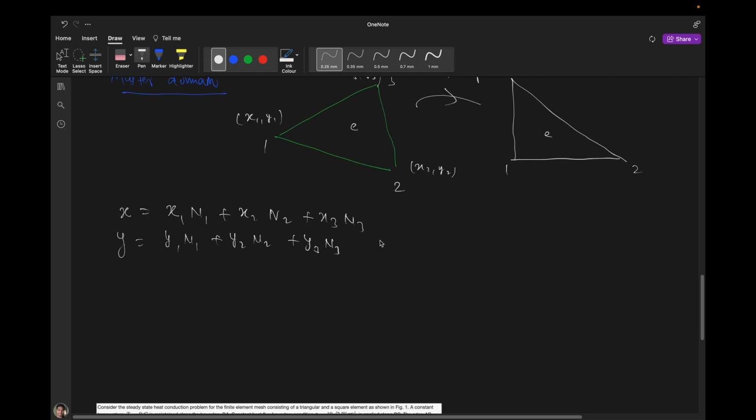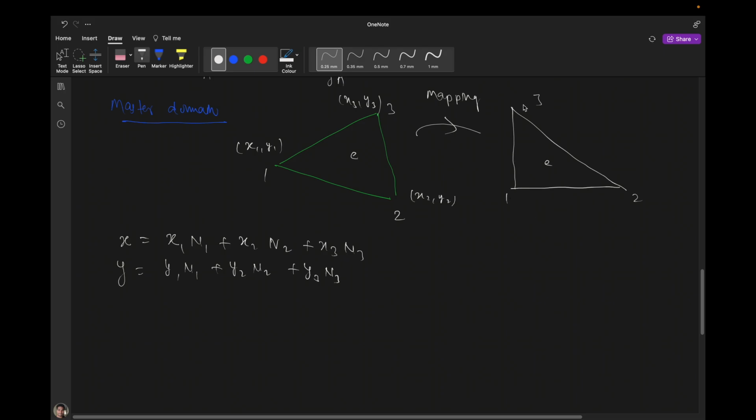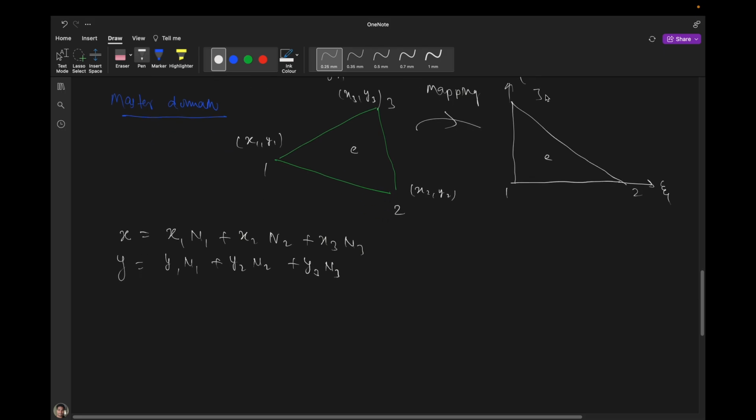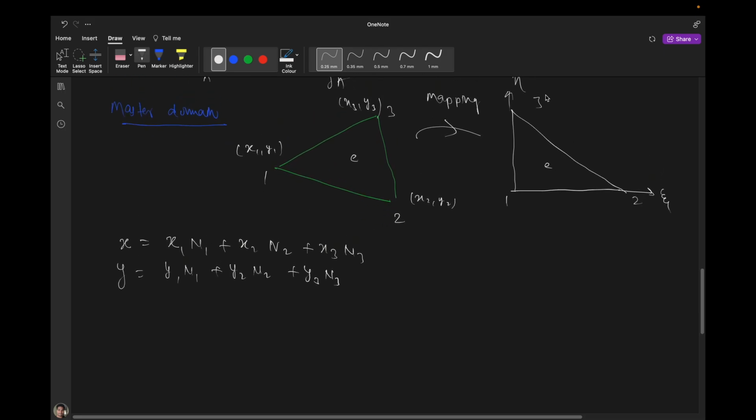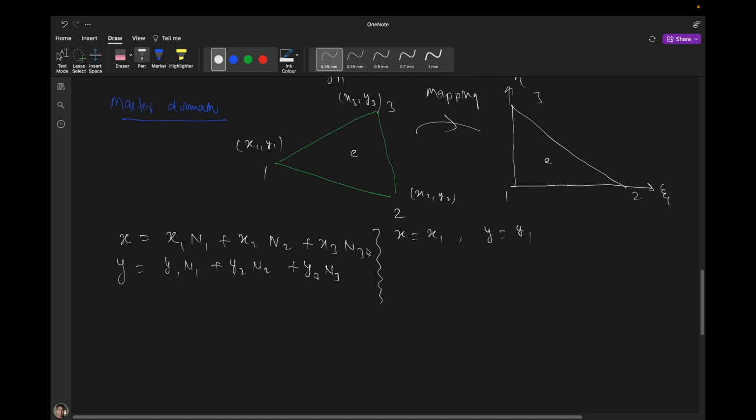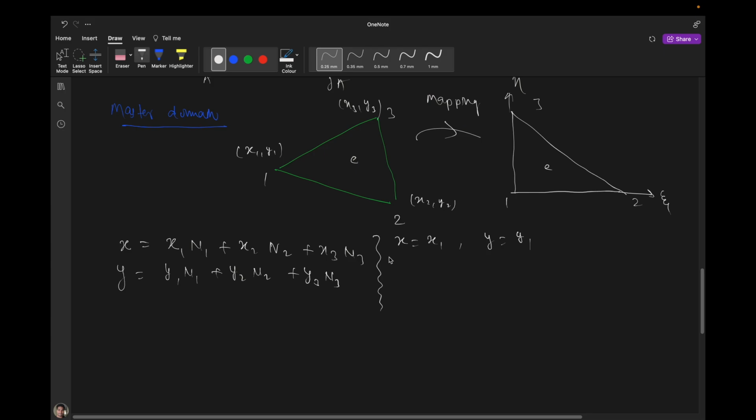Okay, and here n1 n2 n3 should be adjusted such that this is the master domain, and on the x-axis I am assuming it should be xi and here it should be eta. Okay, and what I want is, when I put x equal to x1 and y equal to y1, then xi should be equal to 0 and eta should also be equal to 0.